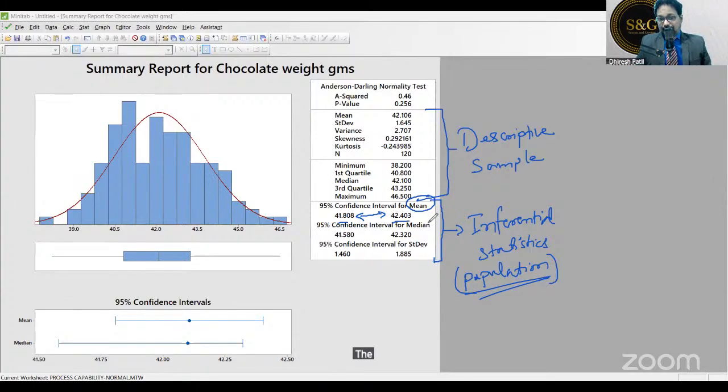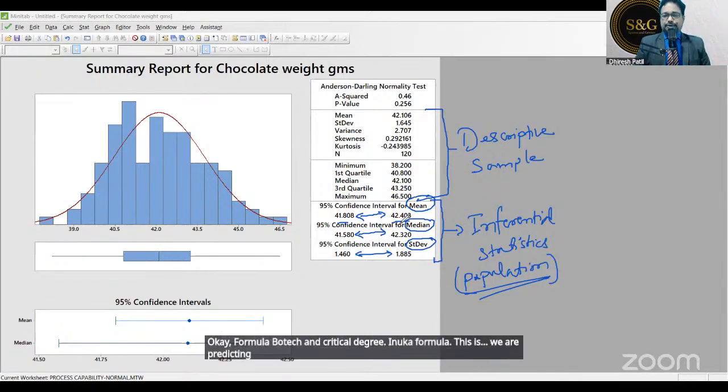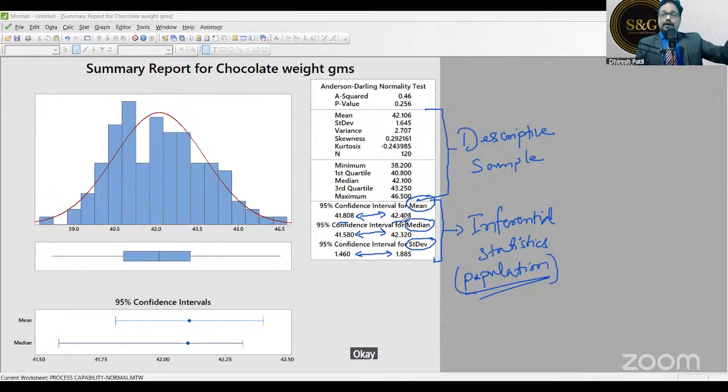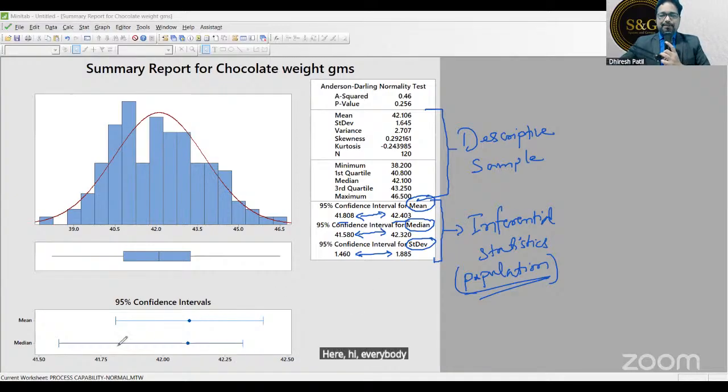The median of the population will lie between 41.58 to 42.32. The standard deviation of the population will lie between 1.46 to 1.88. Okay, this is what the 95% is, and there is a formula to calculate it. तीनों का formula है. We are predicting the behavior of the population. So long term कुछ decisions अगर हमें लेने हैं तो we can consider 95% calculation as well. Clear है everybody? Just give me yes in the chat box.